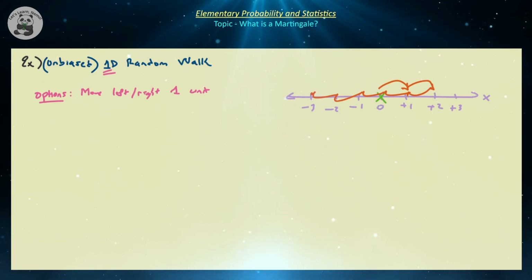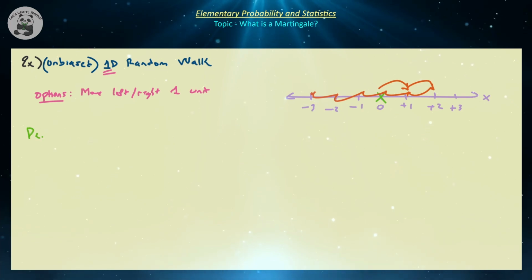So we're sort of stepping one step at a time in either the left or the right direction. And you can probably think about how the 2-dimensional random walk would work. So let's see if we can formalize a couple of mechanisms associated with a 1-dimensional random walk to understand why this is an example of a martingale.